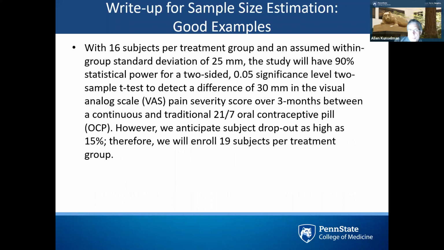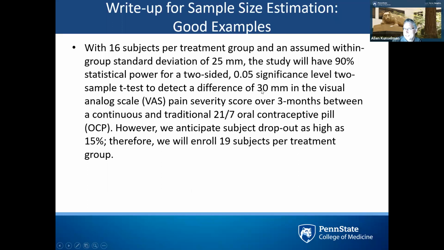So I'm not going to read through these, I'm just going to highlight pieces. These are some examples of good write-ups. If you read through this, it tells us we need 16 subjects per treatment group. It says what the variability is: the standard deviation is 25 millimeters. It tells us it's 90% power. It's a two-sided test, and a 0.05 significance level tells us what the type 1 error is.